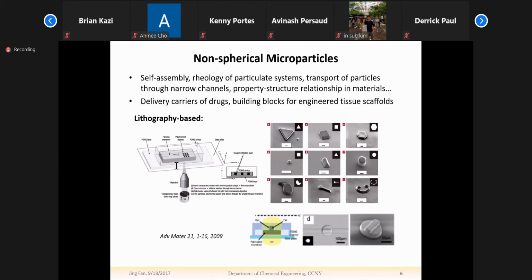In particular, we may also study transport through narrow channels in porous media. These are all very relevant. The particles can be rigid or soft, and if rigid, can have different shapes. And also the property-structure relationship in materials. This is associated with the self-assembly problem.